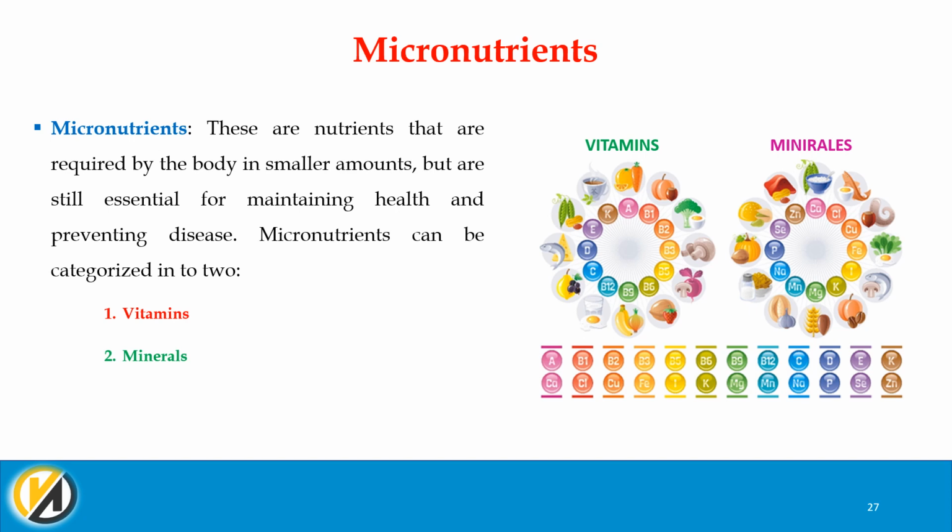The second form of nutrients are micronutrients. Micronutrients are nutrients that are required by the body in smaller amounts, but are still essential for maintaining health and preventing diseases. Micronutrients can be categorized further into two categories: vitamins and minerals.